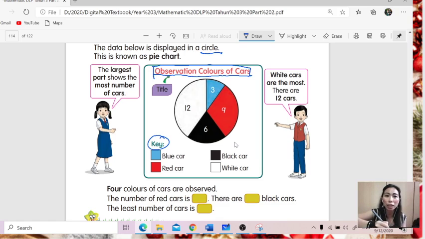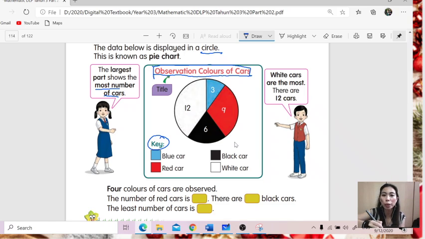Okay, so the largest part shows the most number of cars. Among these 4, the white color is the largest part, paling besar. So meaning kalau dia paling besar, the number is also the most number of cars. Nombor yang paling besar jugalah. Okay, so white cars are the most, they are 12 cars.